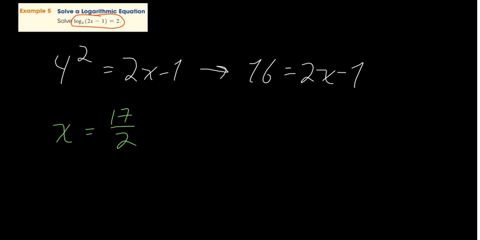Okay, and then what we're going to have to do is plug that in to make sure that it works. Well, if we plug in 17 over 2, 17 over 2 means 34 over 2, which is 17. 17 minus 1 is 16. So 17 over 2 works. And that's it.